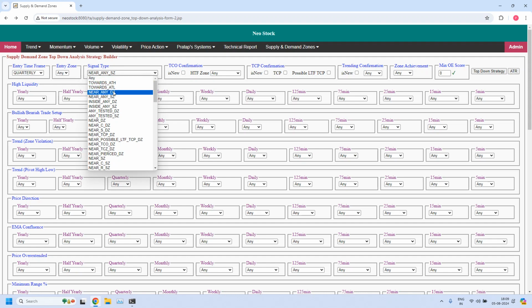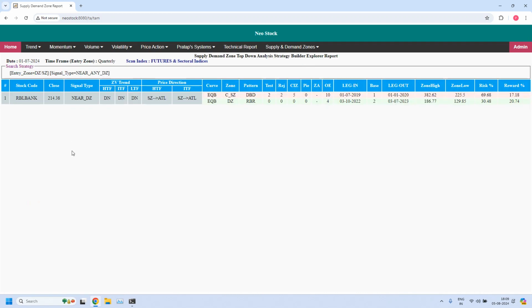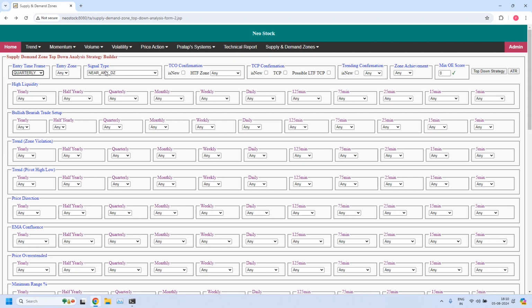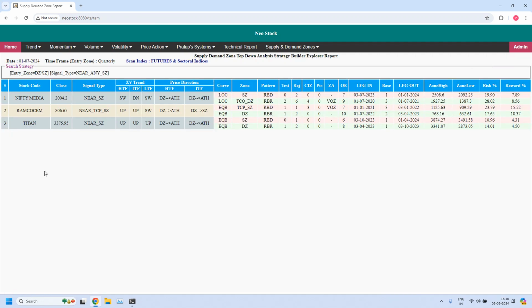Let us find the stocks near quarterly demand zone. So one stock is filtered near to the quarterly demand zone. So I'll be giving you only few seconds to watch the report, so you need to pause the video and study all the parameters. Okay, let me go back. For quarterly time frame, let us find the stocks near quarterly supply zone. 3 stocks are filtered.